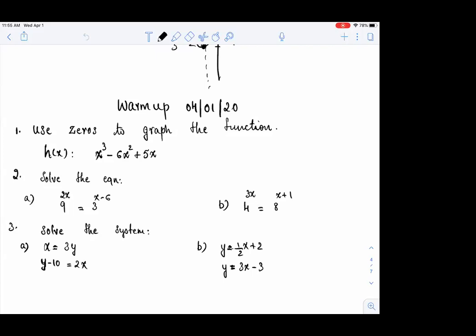Are you guys working on this? Are you done with the first one? It says use zeros to graph the function. If you are kind of confused, look at the last example we did Monday. Just the last example.